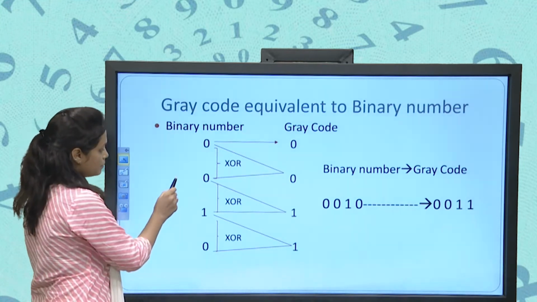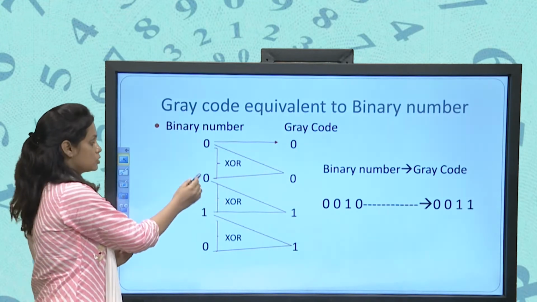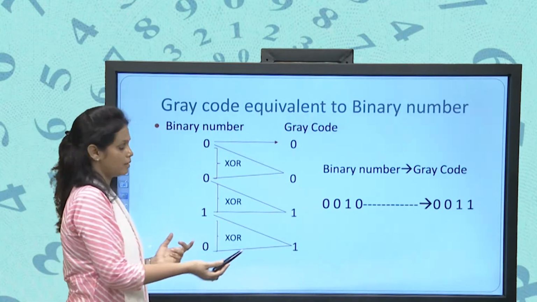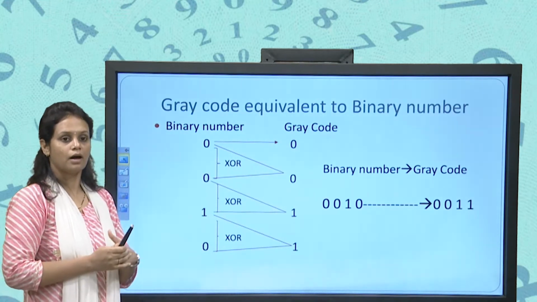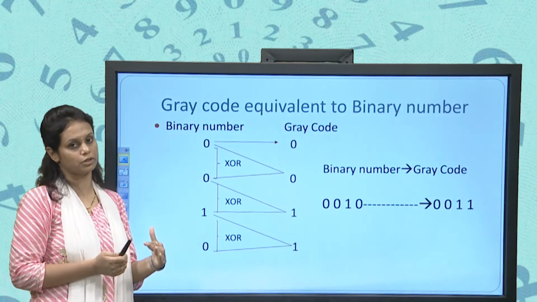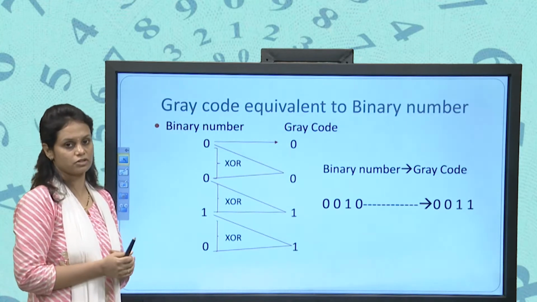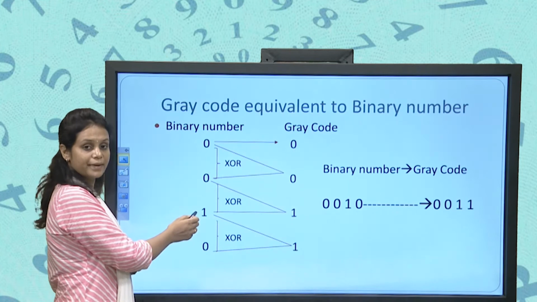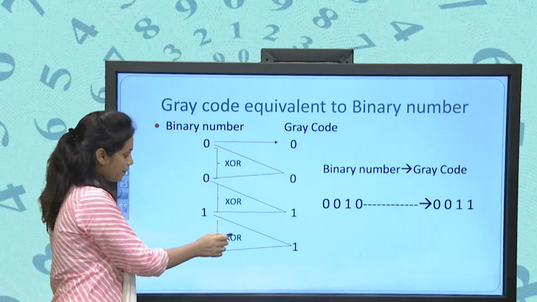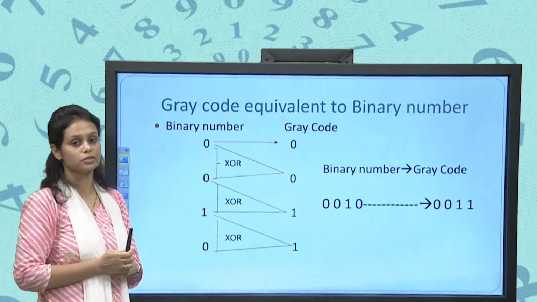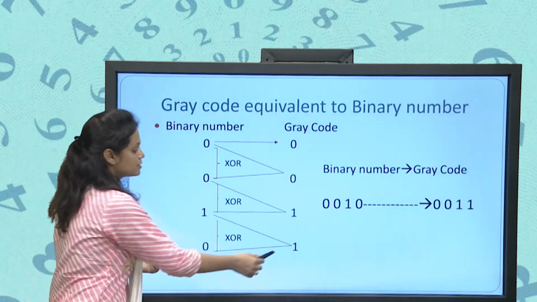Our second bit is 0, third bit is 1. We apply the XOR operation, so the output is 1, obviously, because the bits are different. Now in the next step, again we will make the pair of the third and fourth bit and apply the XOR operation. The third bit is 1, the fourth bit is 0. We make the pair and apply XOR. The output is 1 because these 2 bits are different.